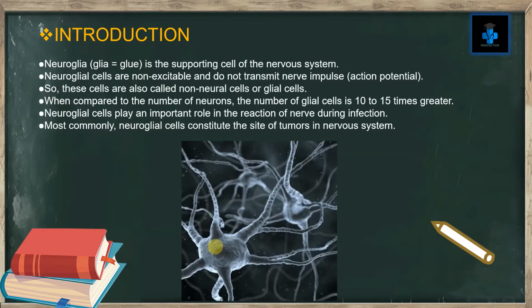Neuroglia is the supporting cell of the nervous system. Neuroglial cells are non-excitable and do not transmit nerve impulse or action potential. So, these cells are also called non-neural cells or glial cells. When compared to the number of neurons, the number of glial cells is 10 to 15 times greater. Neuroglial cells play an important role in the reaction of nerve during infection. Most commonly, neuroglial cells constitute the site of tumors in nervous system.